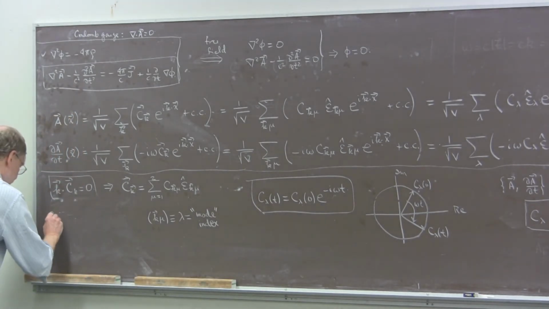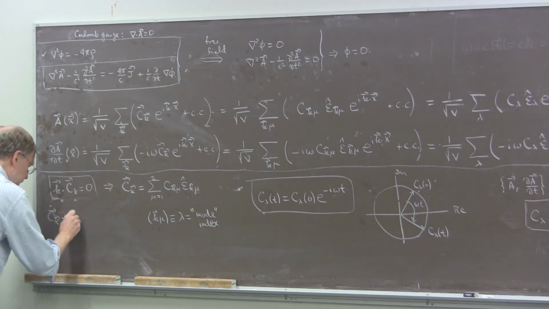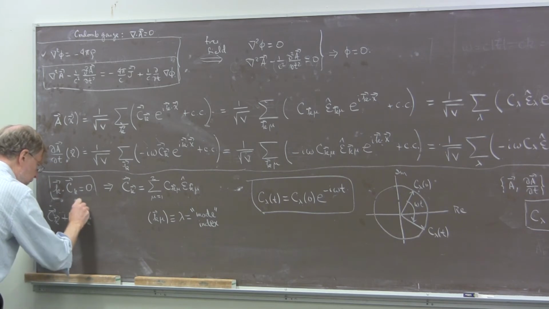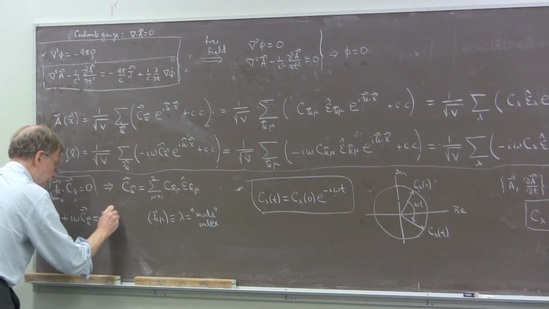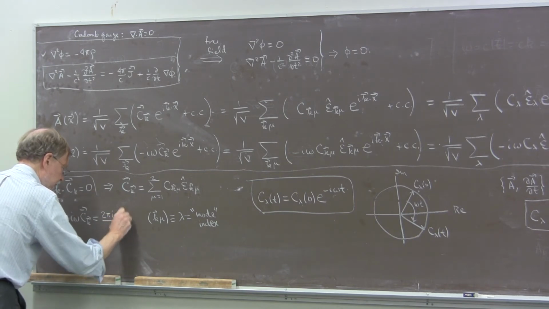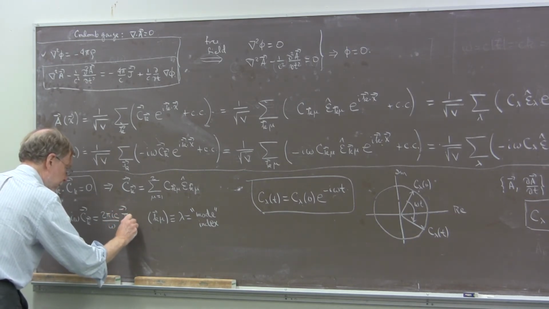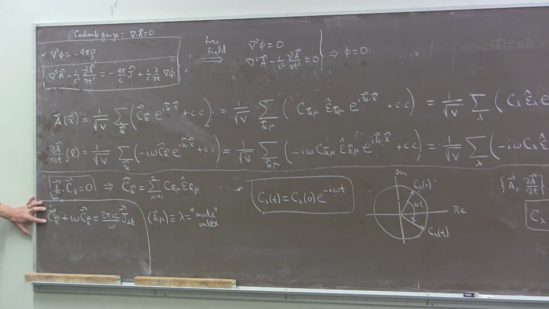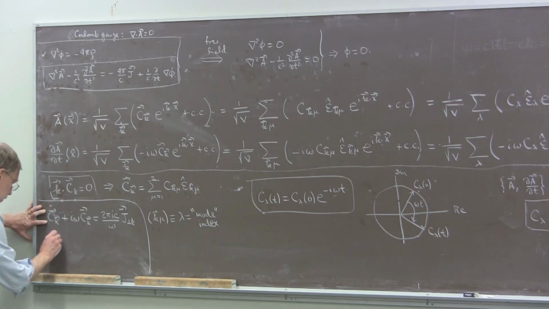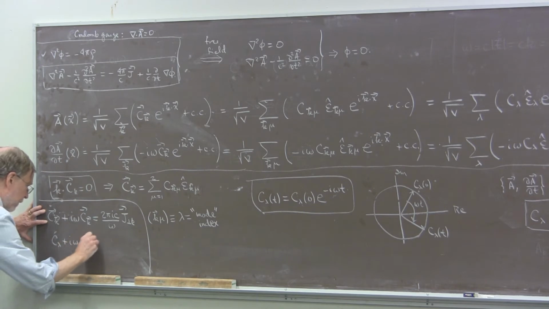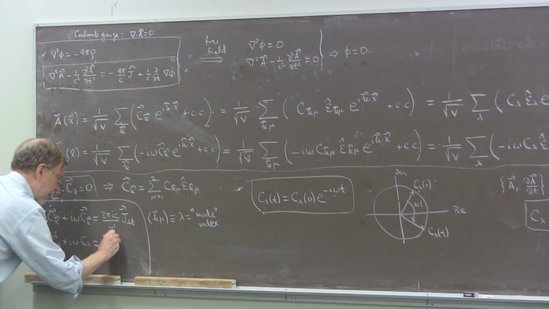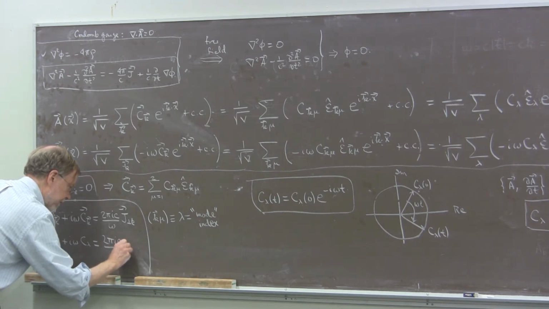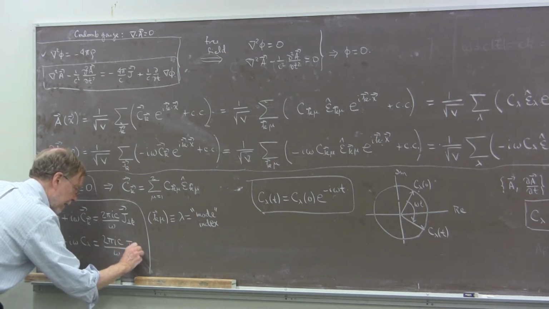It would be C sub k vector dot plus i omega C sub k is equal to 2 pi i c divided by omega times j perp sub k. Let me box this off so it will be clearer. And if we project out along the polarization vectors, this turns into C lambda dot plus i omega C lambda is equal to 2 pi i c divided by omega times j perp lambda. We write it like that.